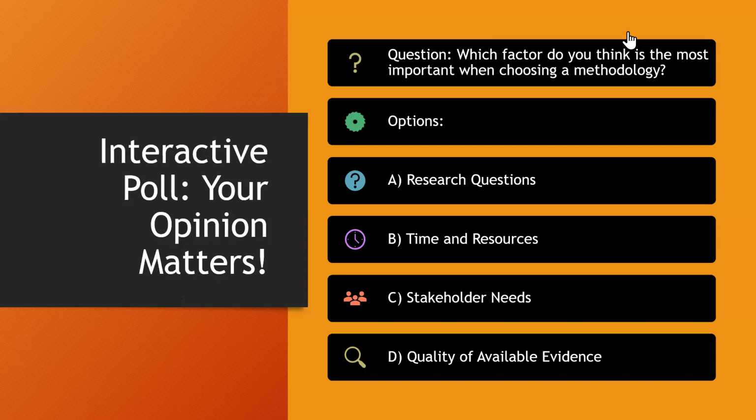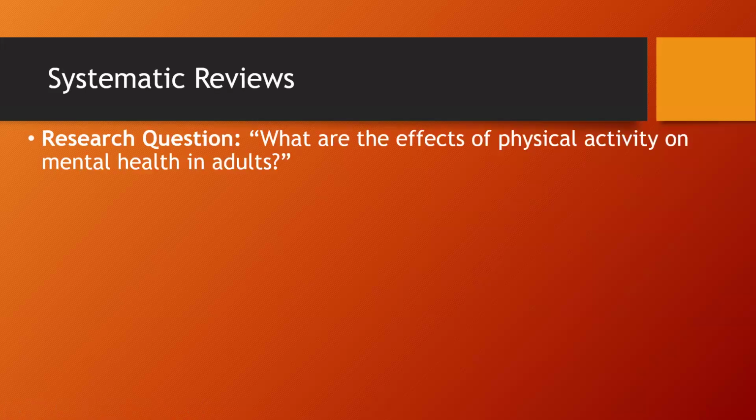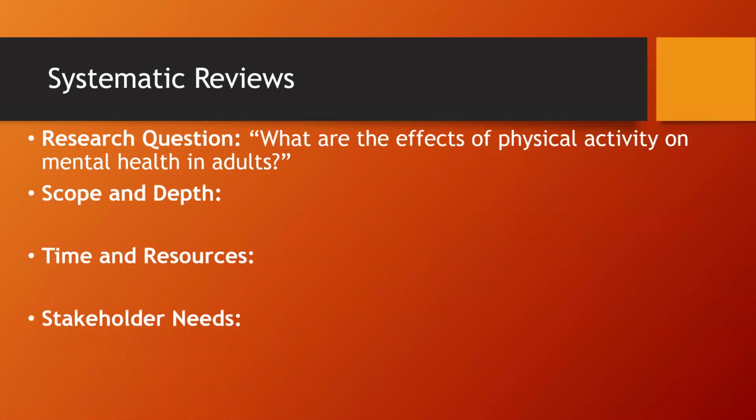I'll go to the next slide. So now we'll have some practice questions. Anyone can turn on the camera and the audio and speak. Here's one research question: what are the effects of physical activity on mental health in adults? So you can consider the scope and depth, time and resources, the stakeholder need, and the quality of evidence.